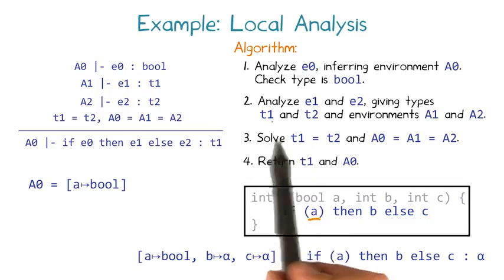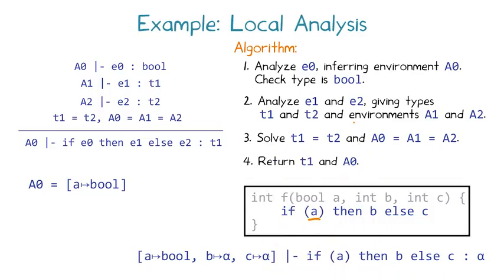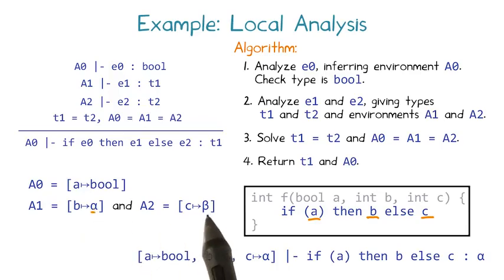In step 2, we analyze E1 and E2, which in our example are variables b and c, giving them types alpha and beta and environments A1 and A2 under which these variables have those corresponding types. Notice that unlike in global analysis, where both these types were inferred to be int, this time we have unconstrained type parameters alpha and beta.